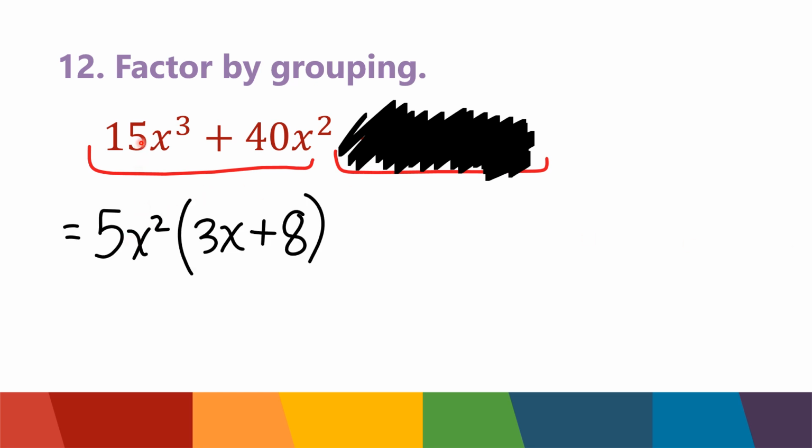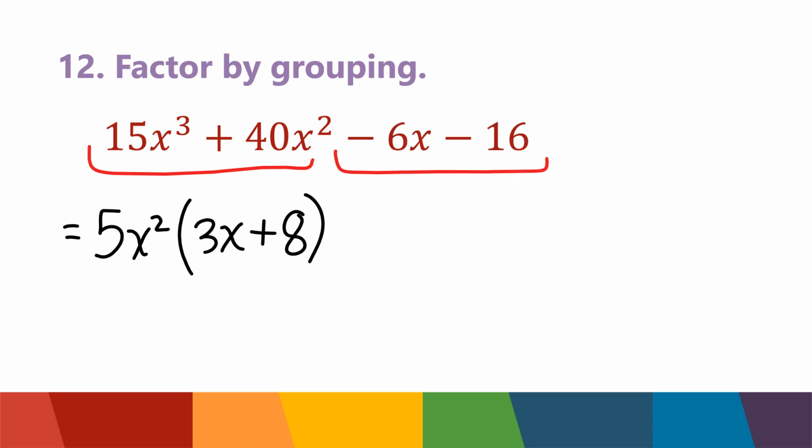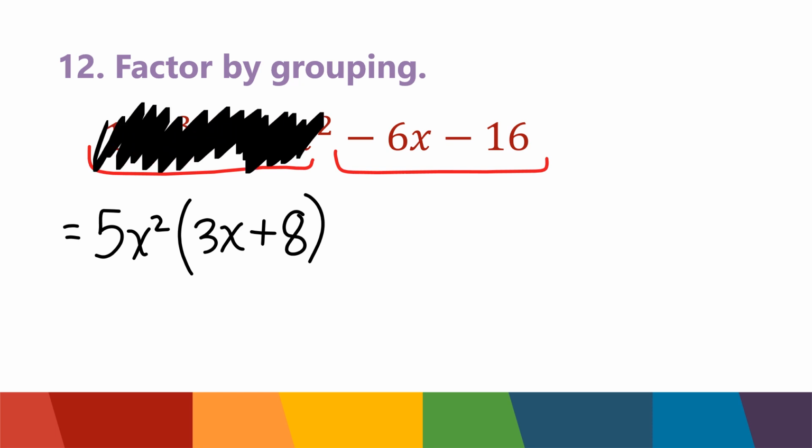When you divide everything by 5x squared, 15 divided by 5 is 3. 3 x's take away 2 x's gives you 1x. 40 divided by 5 is 8. 2 x's take away 2 x's, x's are canceled out. All right, so now you are going to ignore the first group, and we're just looking at the second group.